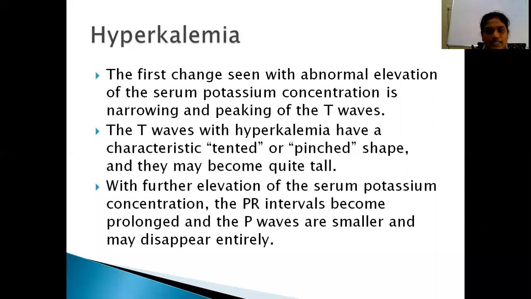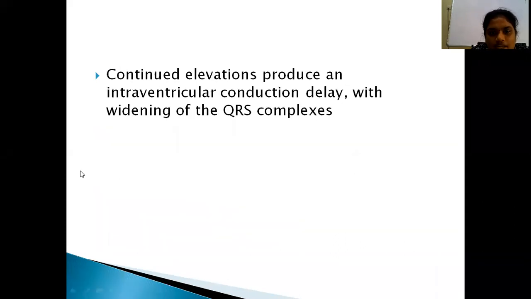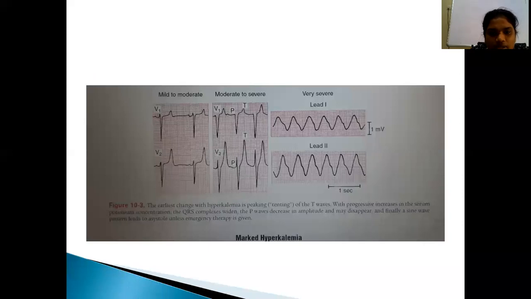With further elevation of the serum potassium concentration, the PR interval becomes prolonged and the P waves become small or may disappear entirely. So what is the first change? We see peaking of the T waves, later followed by PR interval prolongation, and then the P waves may be either small or disappear. Continued elevation may produce intraventricular conduction delay with widening of the QRS complex.